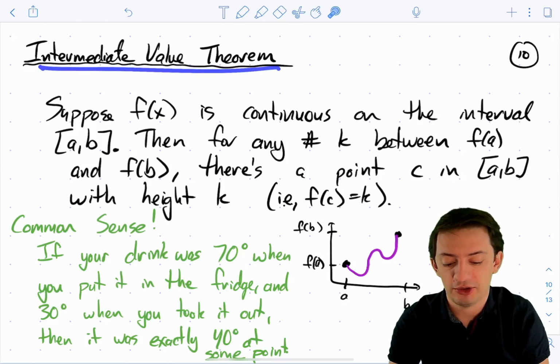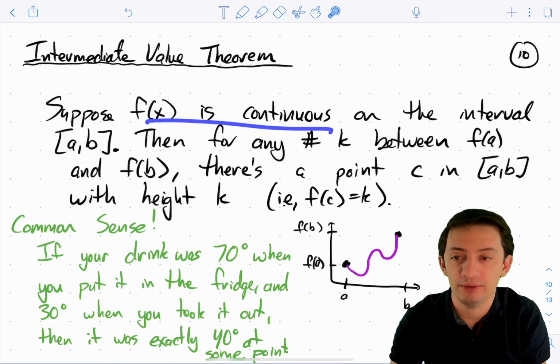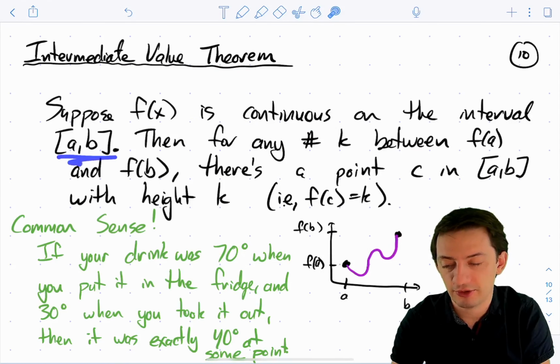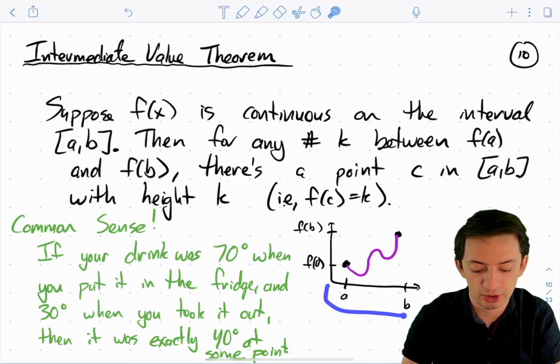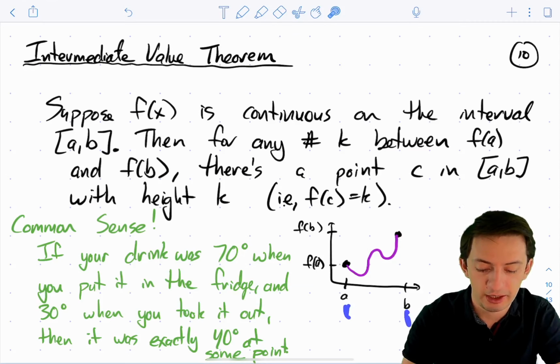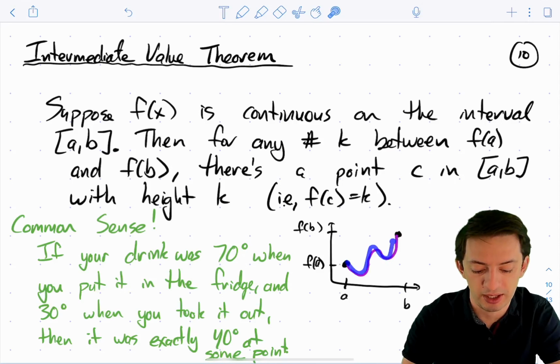The intermediate value theorem says, suppose that you have a continuous function on some interval of numbers. So between a and b, you've got a continuous function. And here's a little picture here. Between a and b, we have a continuous function. It goes up and down and up and whatever.